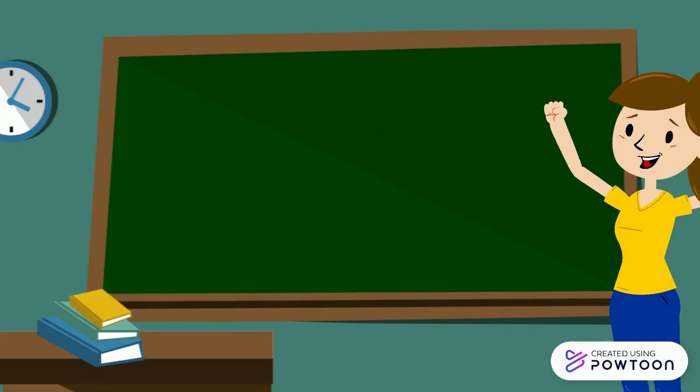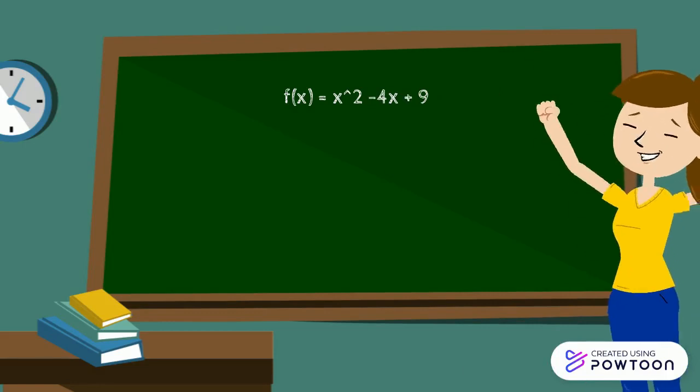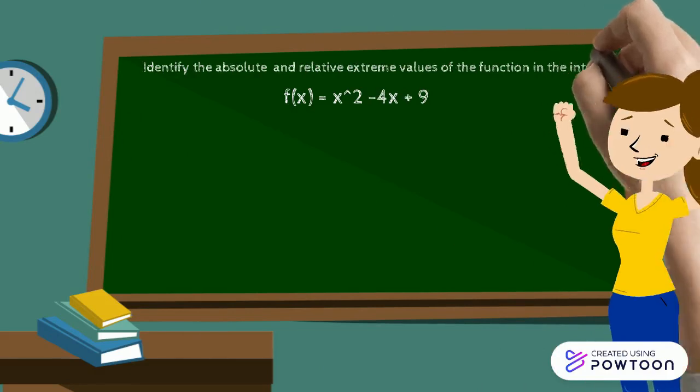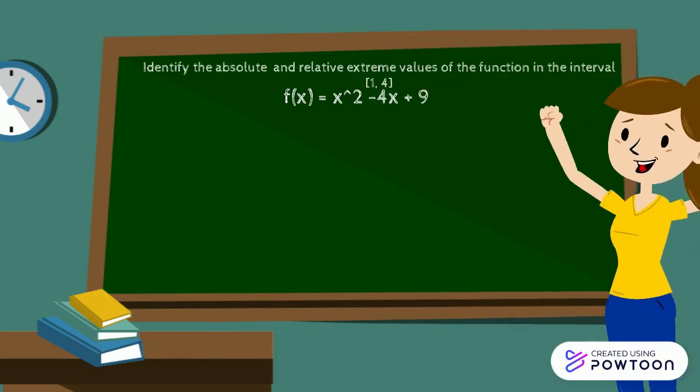Now, let's work on a practice problem. Let's say that f of x is equal to x squared minus 4x plus 9, and identify any absolute and relative extreme values of the function in the interval between 1 and 4.